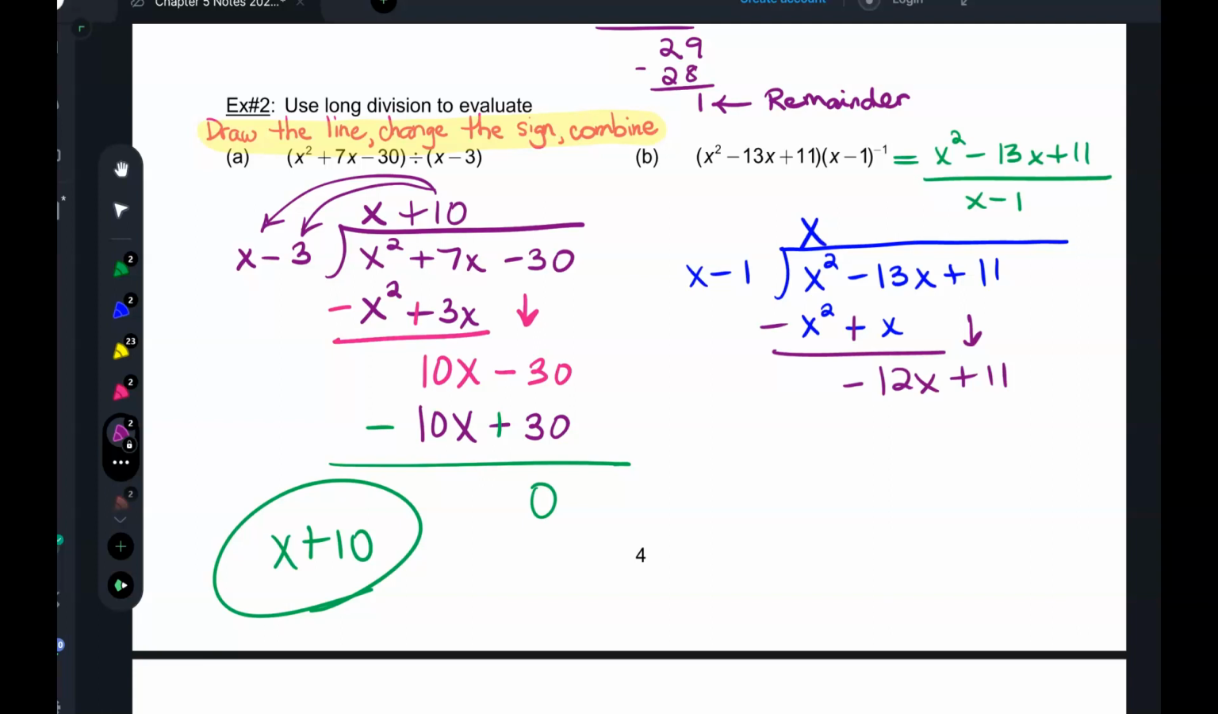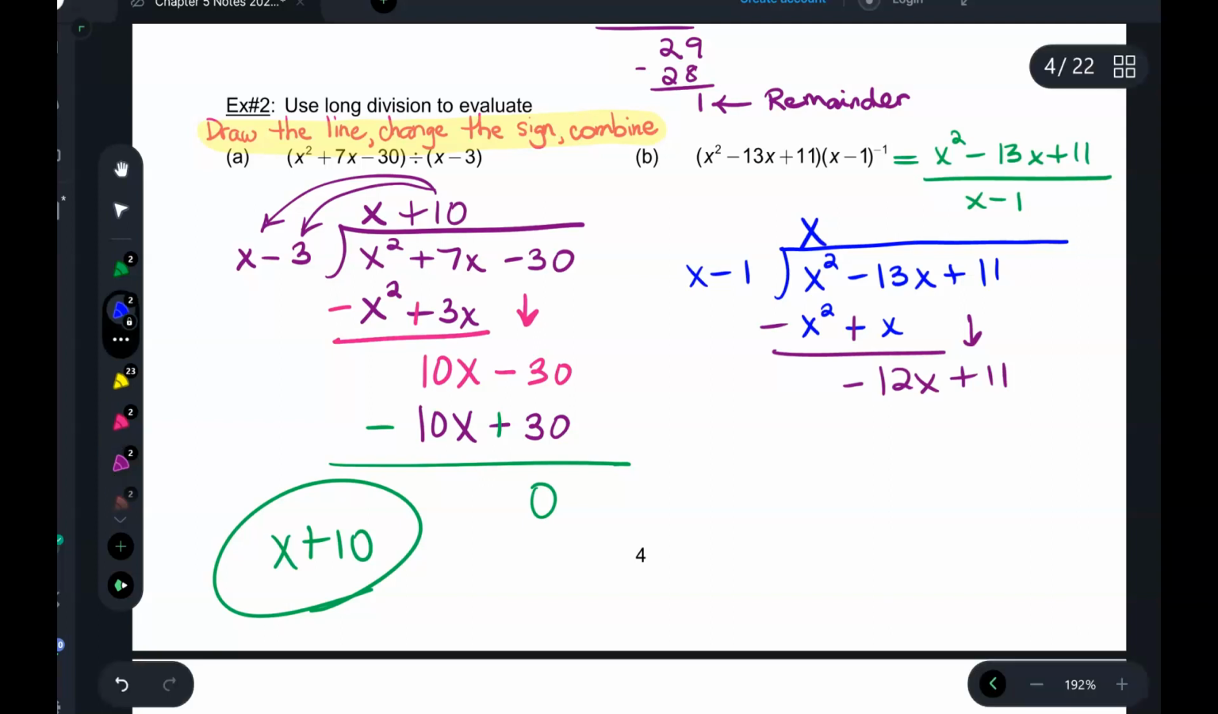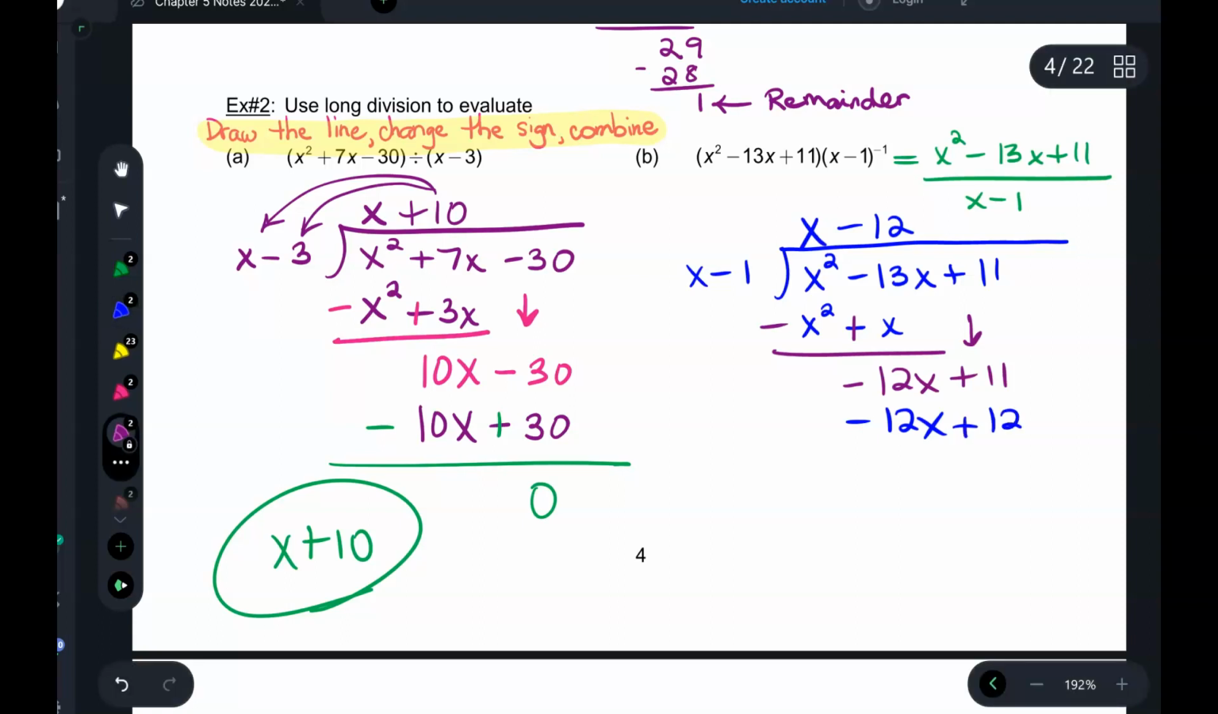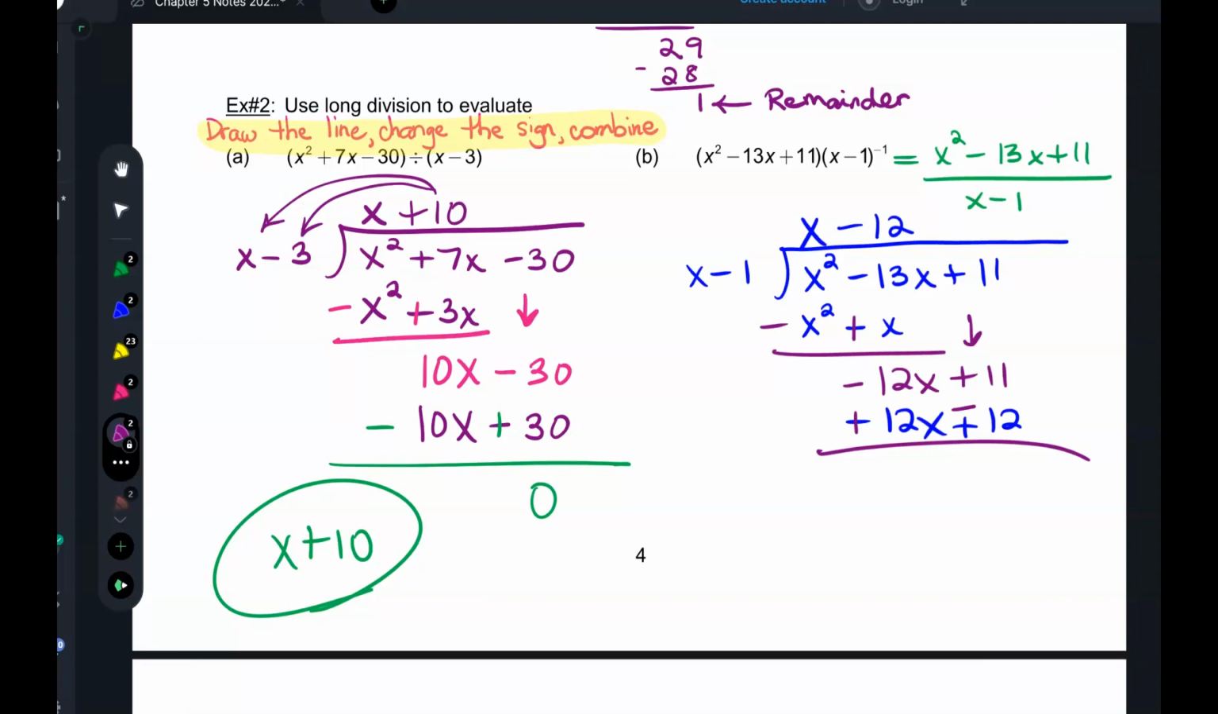Negative 12. Because remember what I just said: when I multiply this, I should get the exact same term. So now we're going to multiply negative 12 times x, which is negative 12x. What happens when I multiply? Plus 12. Negative 1. Now we're going to draw the line, change the signs, combine. The minus 12x and the plus 12x will cancel, but 11 minus 12 gives us negative 1.